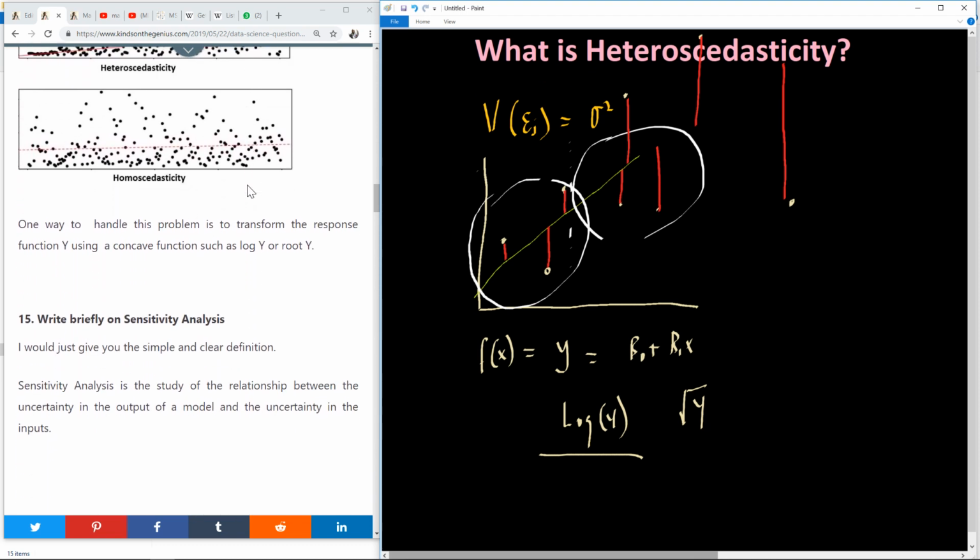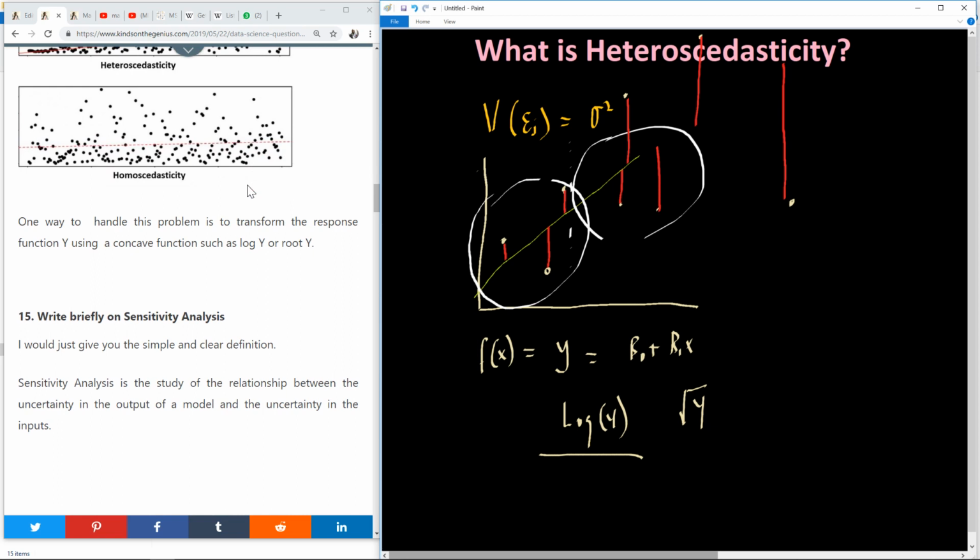And in the next question, we are now going to discuss what sensitivity analysis is.